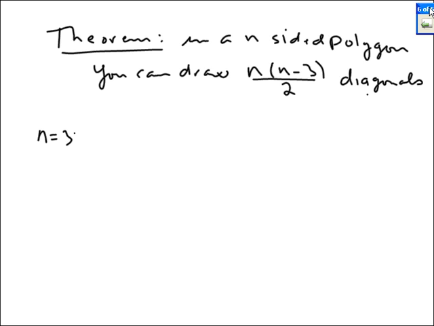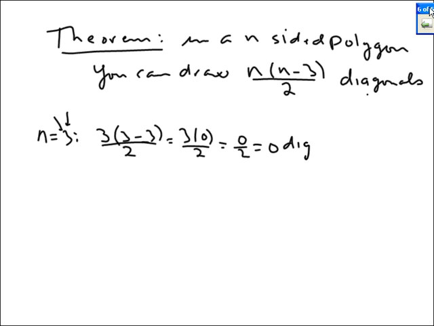If n equals 3, so you have n times n minus 3, that's how I write n, as 3, over 2. You have 3 times 0 over 2, which is 0 over 2, which is 0. Oops, keep forgetting that a. Diagonals. And this makes sense. If you have a three-sided figure, you can't draw any diagonals. A diagonal is any line that goes from one vertex to the other that wasn't part of the diagram.